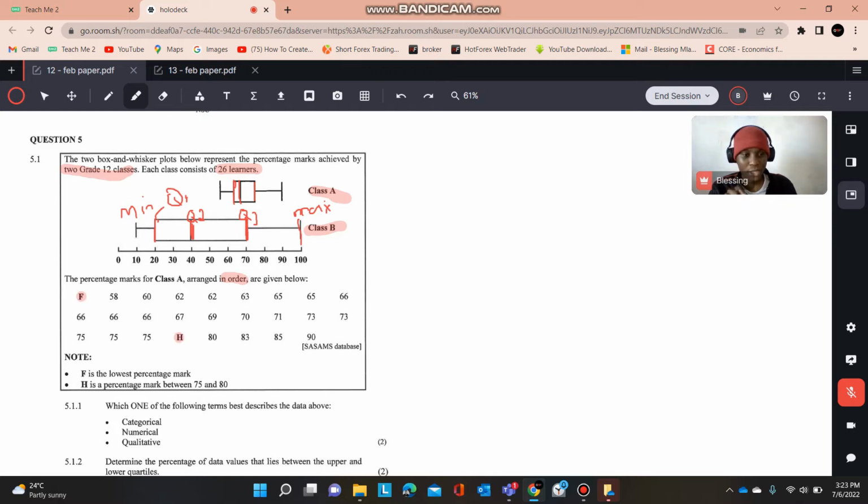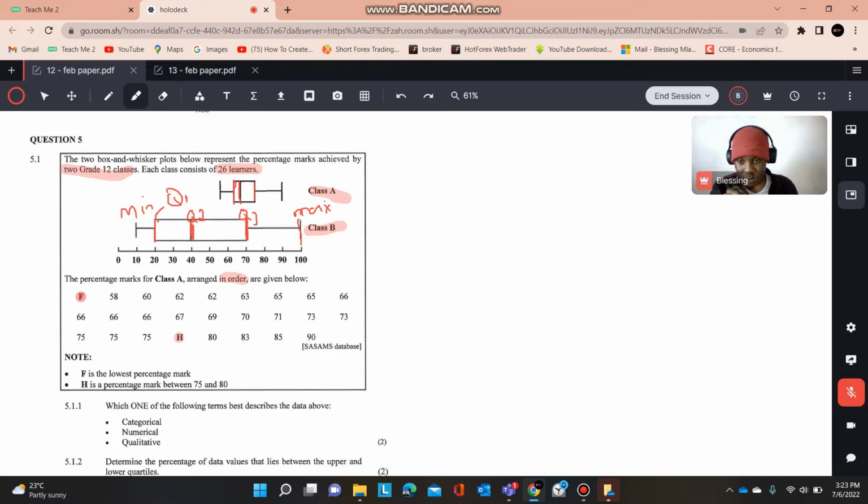So you have two marks which are represented using alphabets, meaning that they didn't give you the actual mark. They just say, okay, here at F there's a mark that's supposed to go there, but we didn't give you that mark, right? And then they say F is the lowest percentage mark. Remember, I said these marks have already been arranged in ascending order from the smallest to the highest. So meaning that F, the first mark, will be the lowest mark in class A.